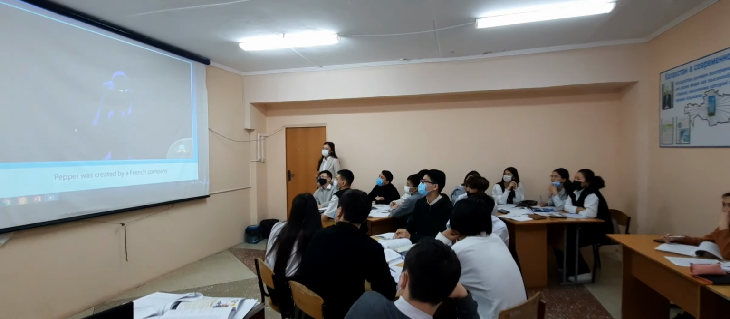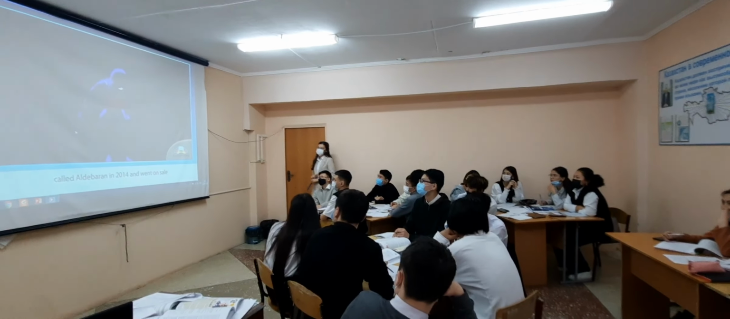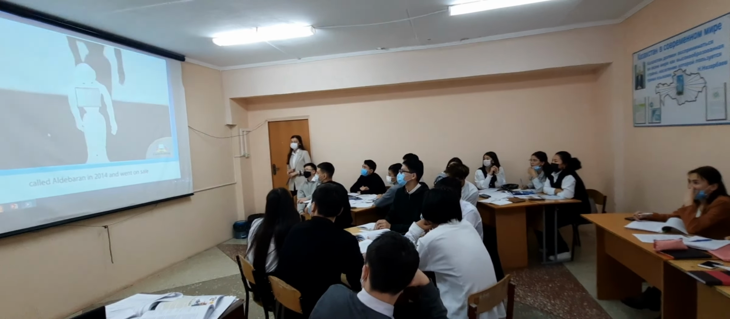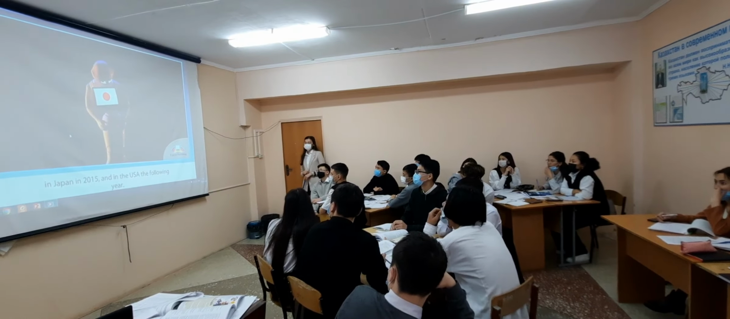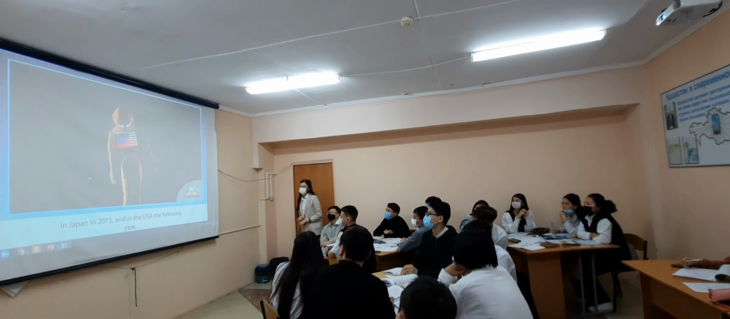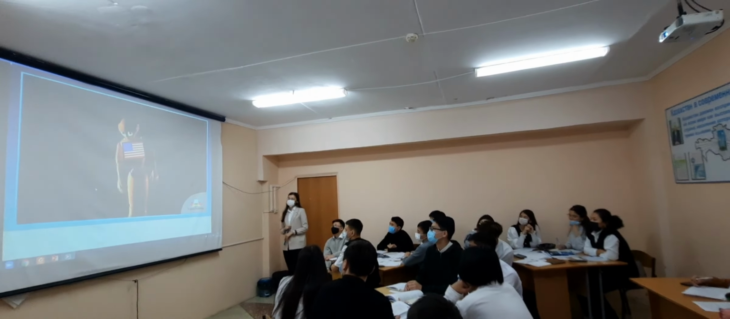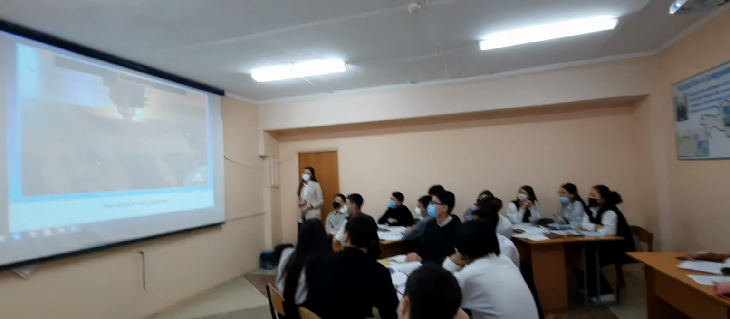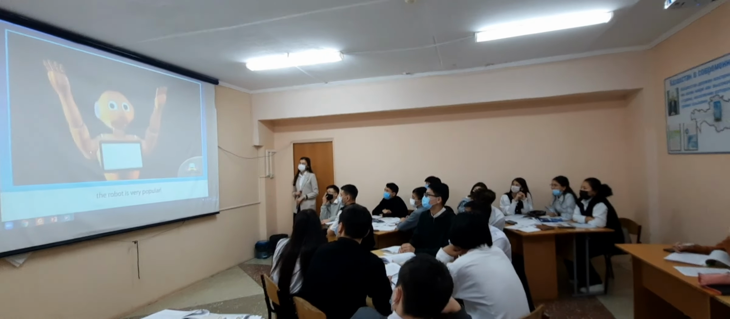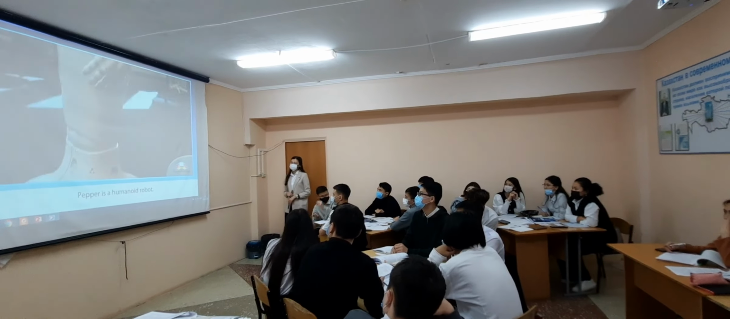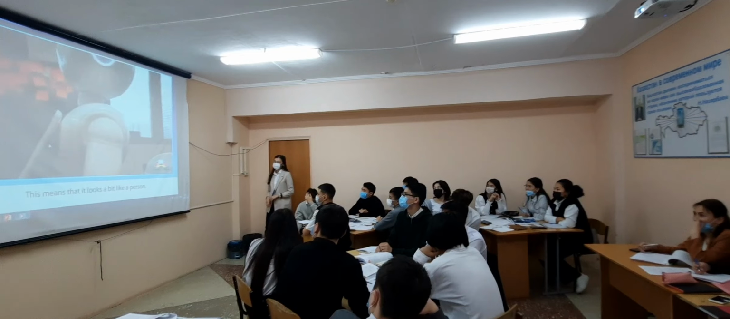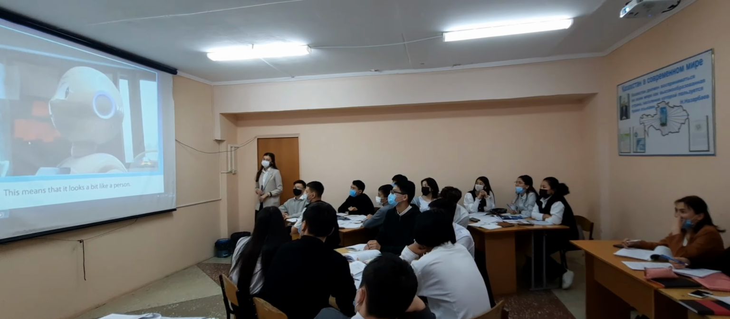Pepper was created by a French company called Aldebaran in 2014 and went on sale in Japan in 2015 and in the USA the following year. And even though it costs more than $2,000, the robot is very popular. Pepper is a humanoid robot. This means that it looks a bit like a person.